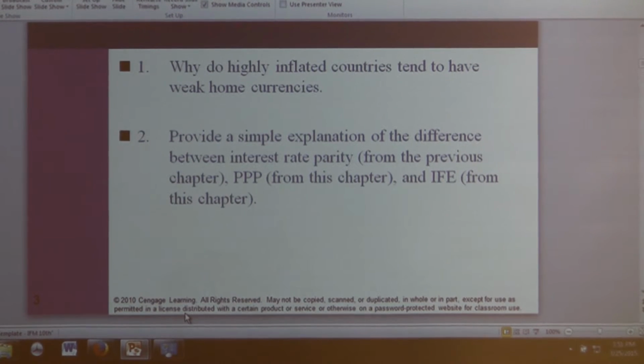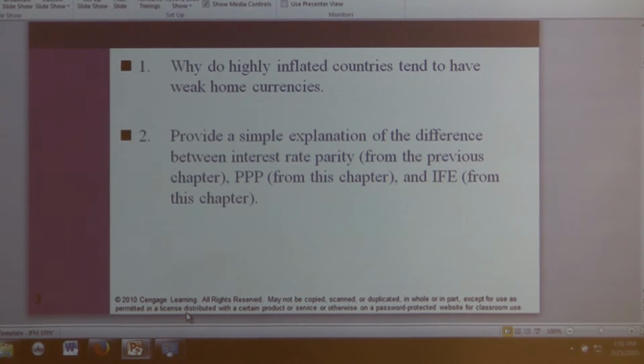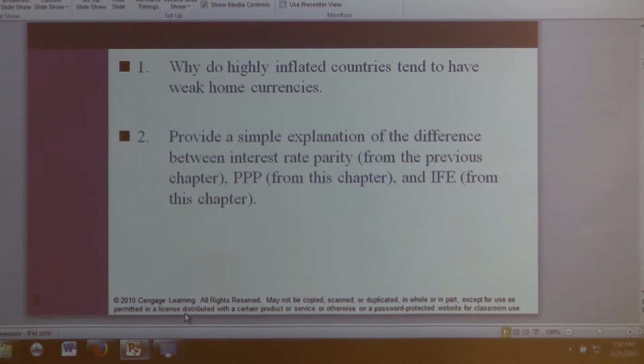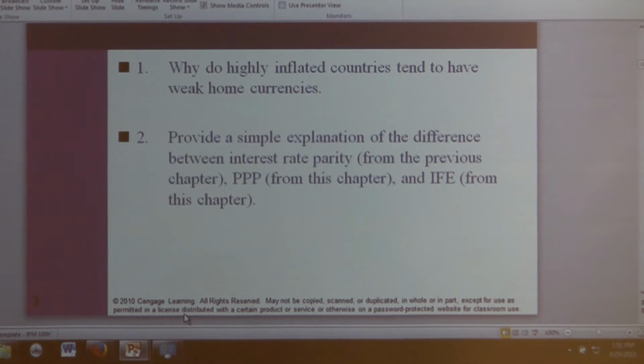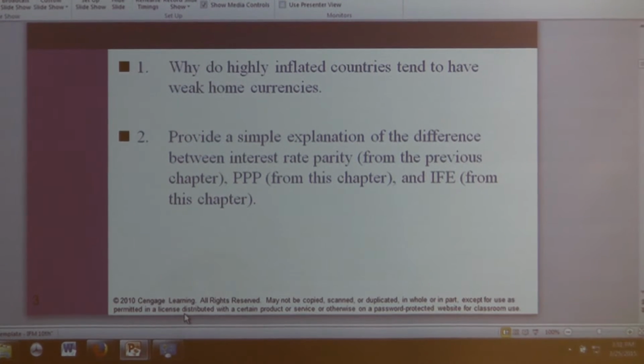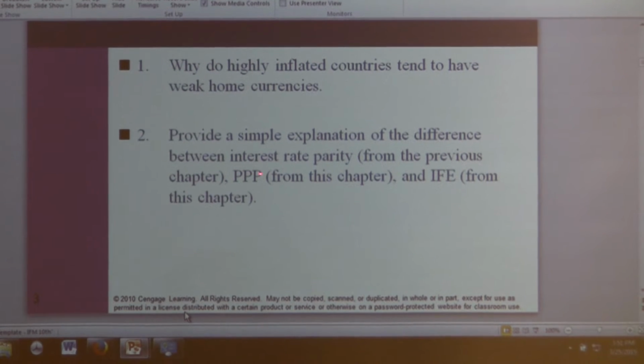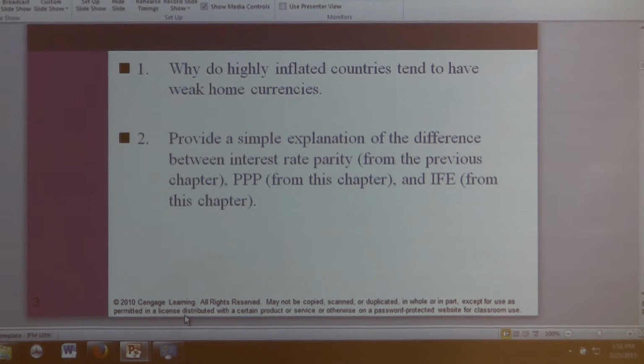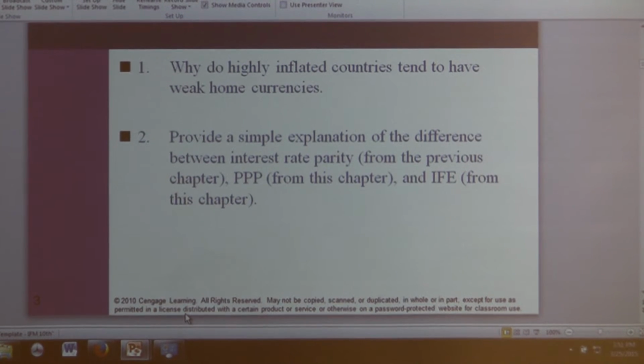Now here we'll talk more about some general things. The first is, why do highly inflated countries have weak home currencies? That comes from the purchasing power parity. Towards the end, we'll talk about how you can put all of them together: interest rate parity, the purchasing power parity, and the international Fisher effect.